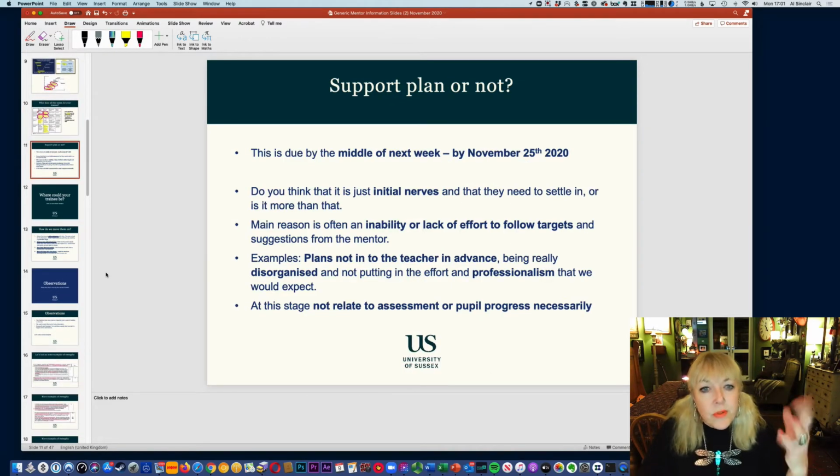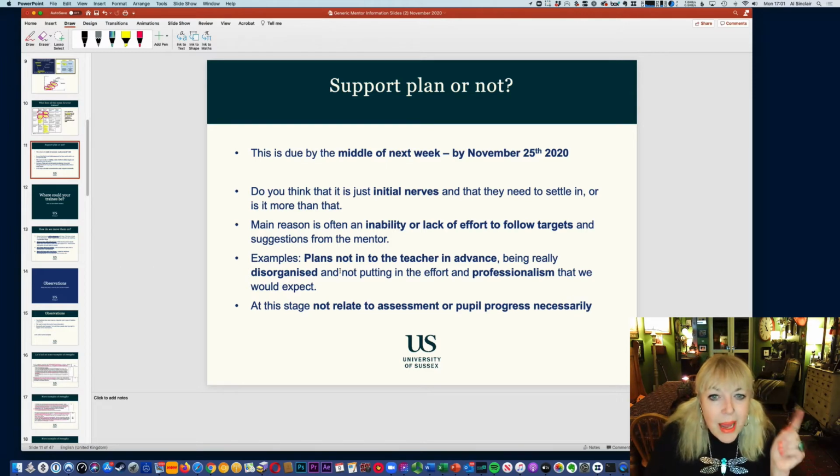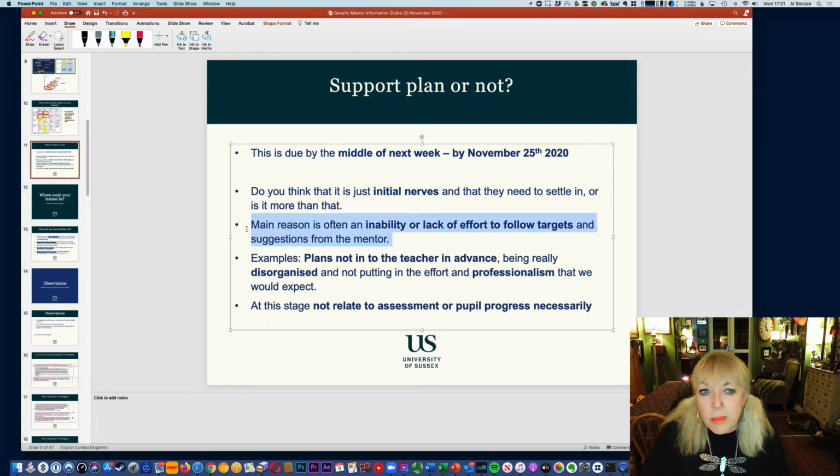Okay. Now, we talked about this, support plan or not. Is it nerves or is it we're not quite getting it? Now, one of the main reasons that you might put them on a support plan is an inability, or even worse, lack of willingness to follow your targets. They've got to do what you tell them to do. You tell them to get a lesson plan in 24 hours in advance. They do it, right? If they're not able to, we've got a problem and we need to unpick what that problem is. And a support plan isn't a punishment. It's to support. It's to help them through it. So don't hold back on using a support plan if you really think they could do with a bit of help or a bit of a shove.